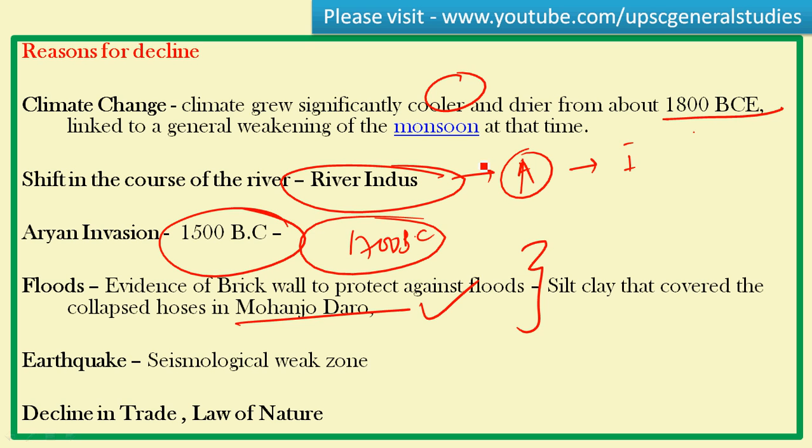In the 2014 question paper, we found a question: quote the reasons for the decline in the Indus Valley civilization. So this is the answer for that.